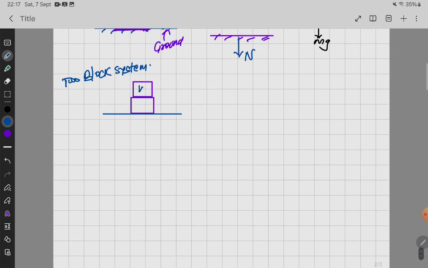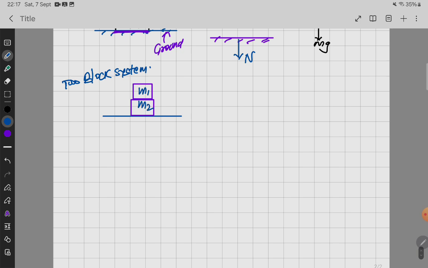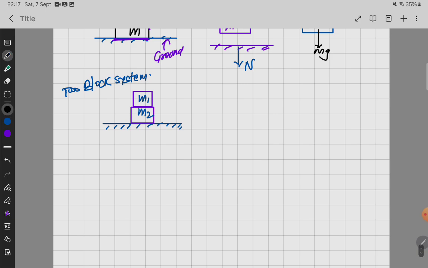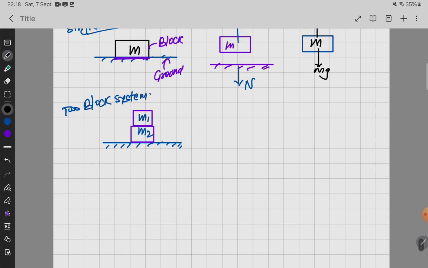So here let us take mass m1, mass m2. This is a ground surface, right? So now I have to draw the free body diagram. This is block m1, block m2, this is ground surface, right? Now this is the first contact, right? Contact between m1 and m2 mass.